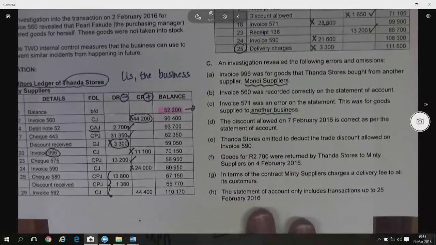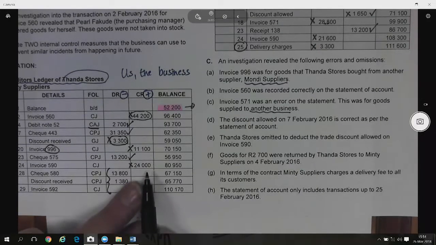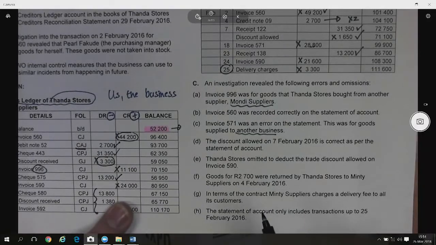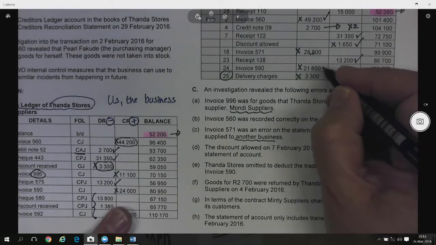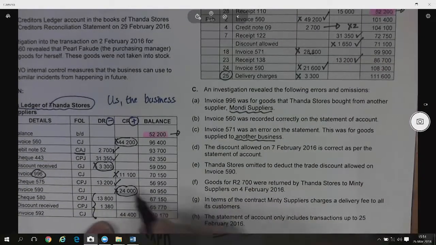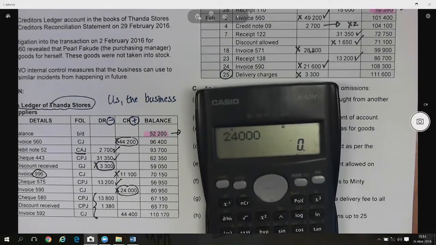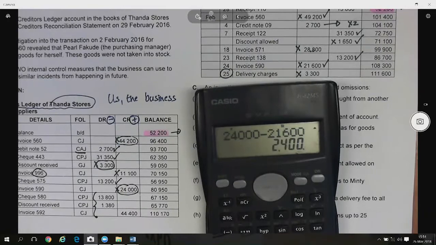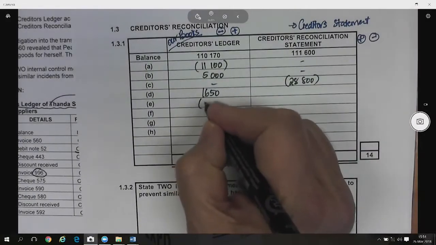Number E. Tanda Stores omitted to deduct the trade discount allowed on invoice 590. We omitted, so that one there is correct. 590 there is correct, and the amount 21,600 is correct. Our amount is too much. So you just say 24,000 minus 21,600, that gives you 2,400 Rand. So that was a 10% trade discount that we didn't subtract. So we must minus 2,400 in our books.